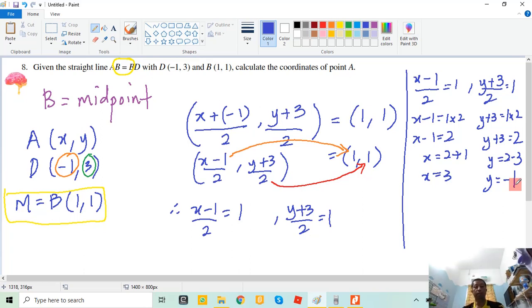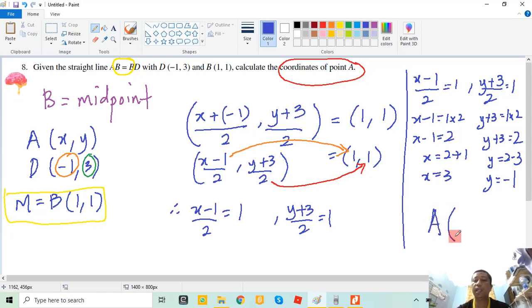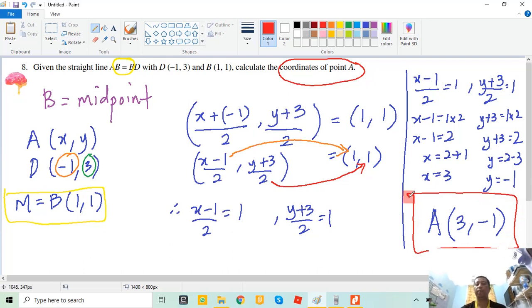Okay, so read again the question. Calculate the coordinates of point A. Remember, coordinates we need to write like this. So point A. Therefore, the answer: A coordinate (3, negative 1). This is the final answer. You need to write in brackets like this.